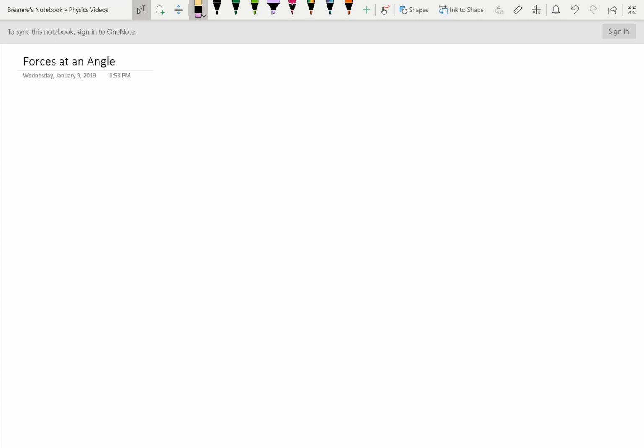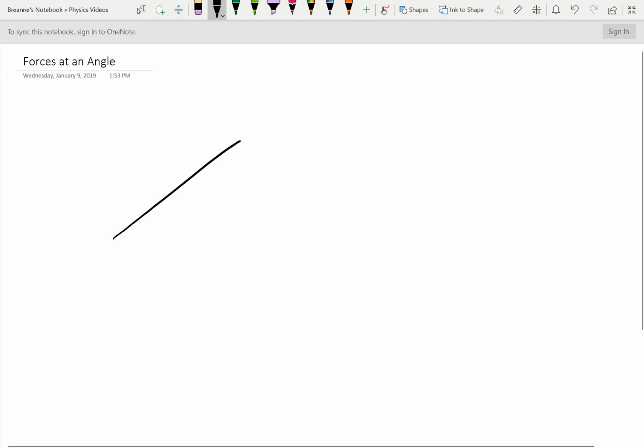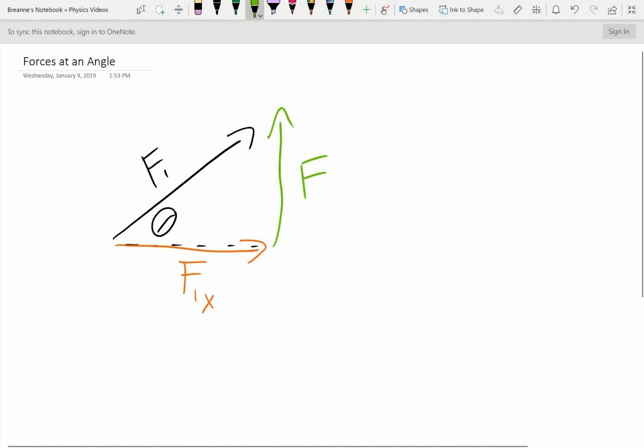So the first thing you have to remember is when you see a force at an angle, so if this is, say, force 1, and it's at an angle, you're going to end up making a triangle. So this will end up being your force 1x, and this will end up being your force 2x. So you have to make a triangle.